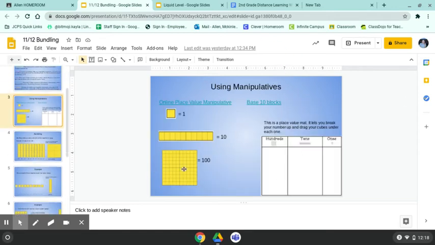As you know, this page right here has just your representation. So you have each one. This is a 1. This is a 10 rod. It has 10. This is 100. It has 100 in it.